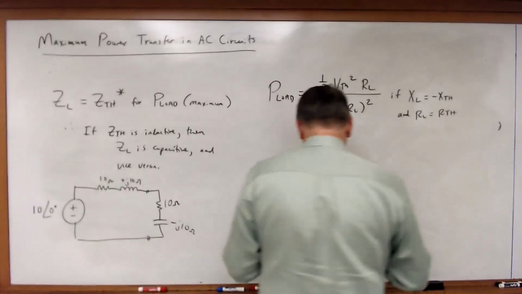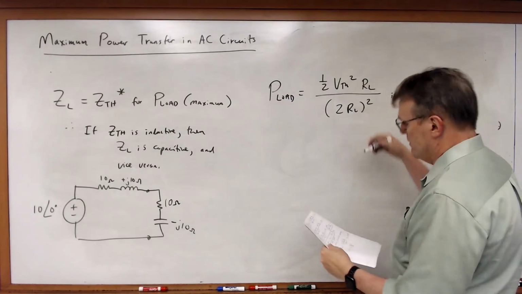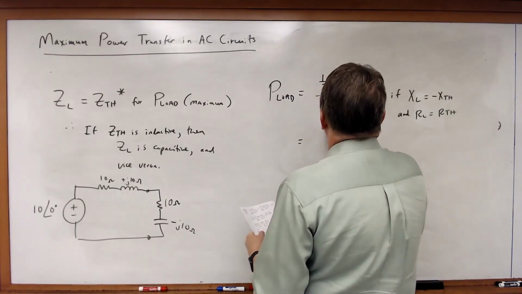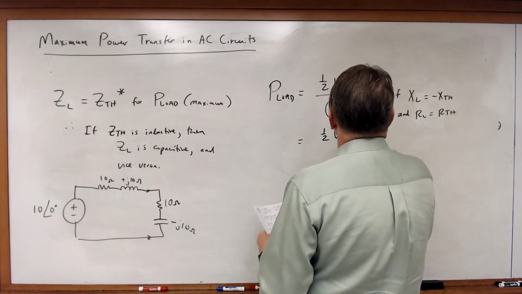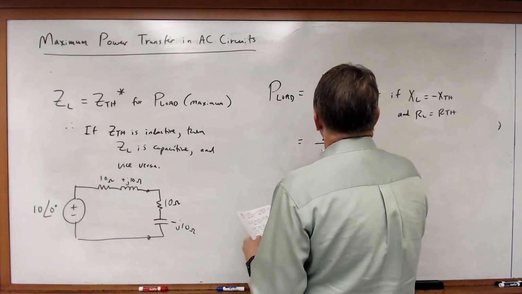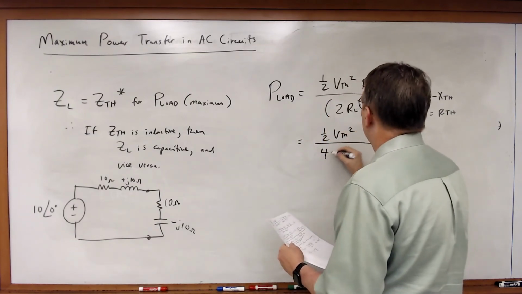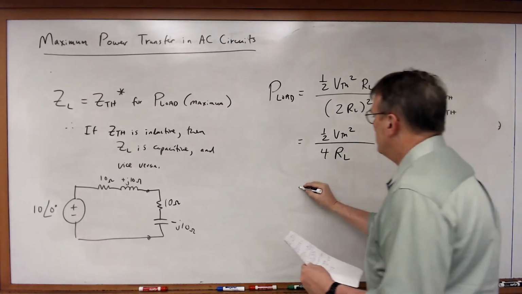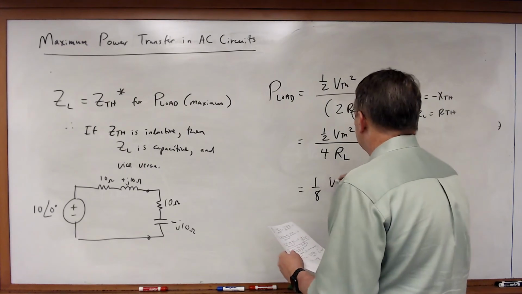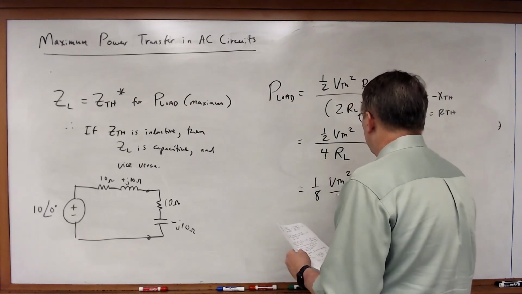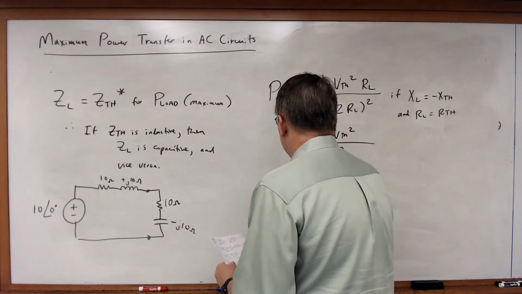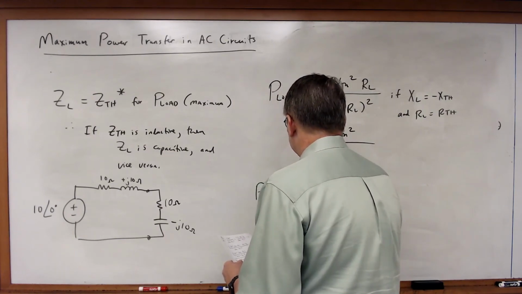And what do you know? Very nicely, the RLs are going to cancel. So this is equal to 1/2 times VTH squared divided by 4 times RL, which will be equal to 1/8 times VTH squared divided by RL. And that is P load max.